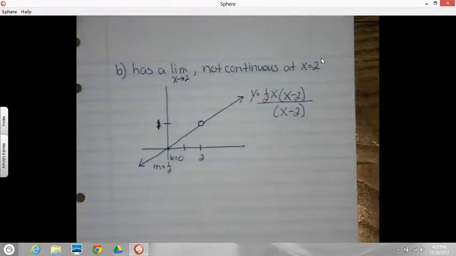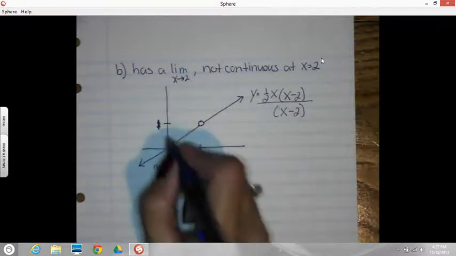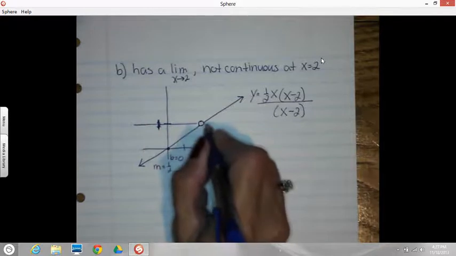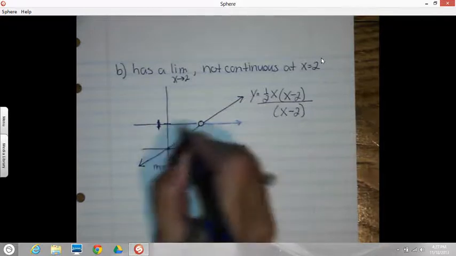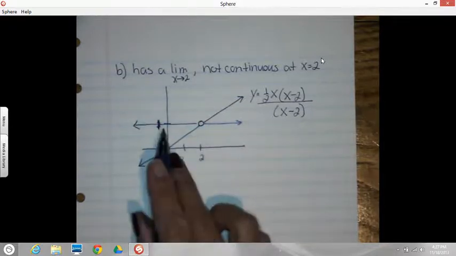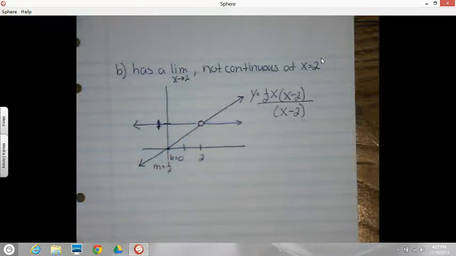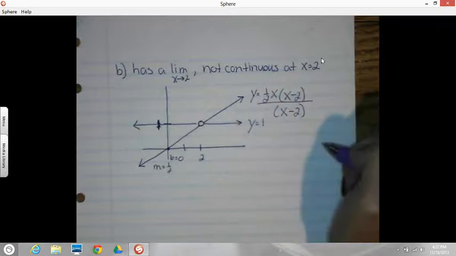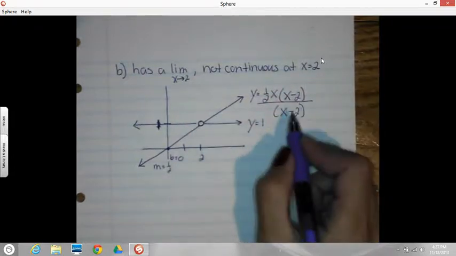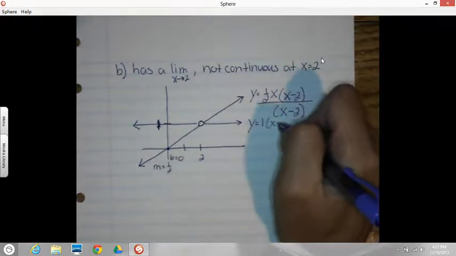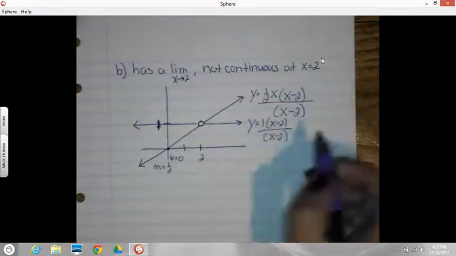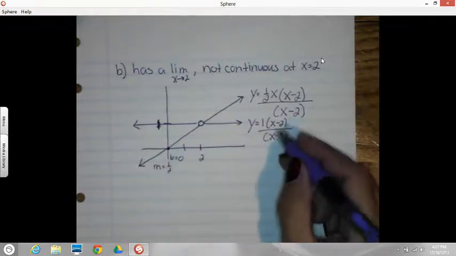Okay? Horizontal line. Okay, that's going through 1. So the equation would be y equals 1. But then to put that hole in there, same thing. To put the hole in, I just need that factor that cancels out, and it has to make the denominator be 0 to give me that hole. Those would cancel, you're left with that 1.